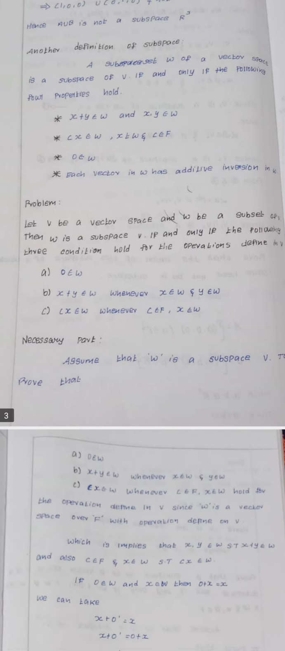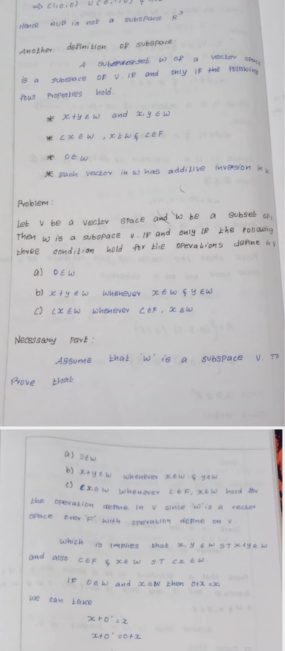Now we see the theorem. Let V be a vector space and W be a subset of V. Then W is a subspace of V if and only if the following three conditions hold for the operations defined in V. The first condition is 0 belongs to W.